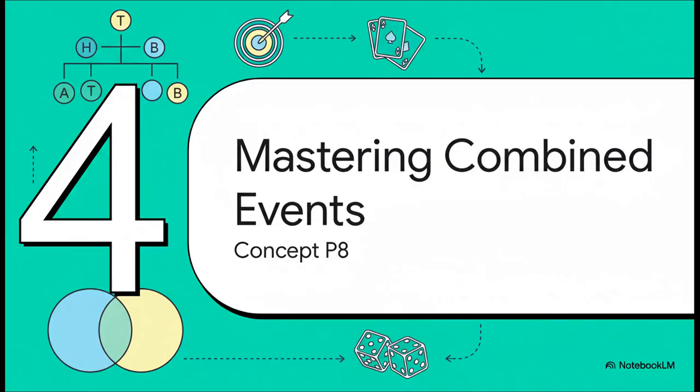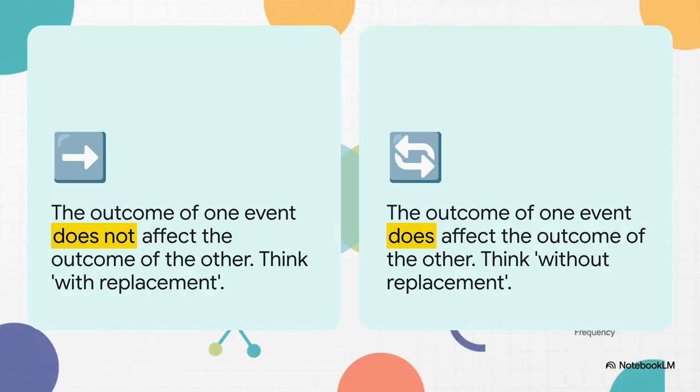Okay, we're leveling up now. Let's add a more advanced tool to the kit, one that's designed to handle questions about combined events. This is all about calculating the probabilities when multiple things are happening, and it hinges on one really important distinction. And here it is. This is absolutely crucial. Are the events independent or are they dependent?